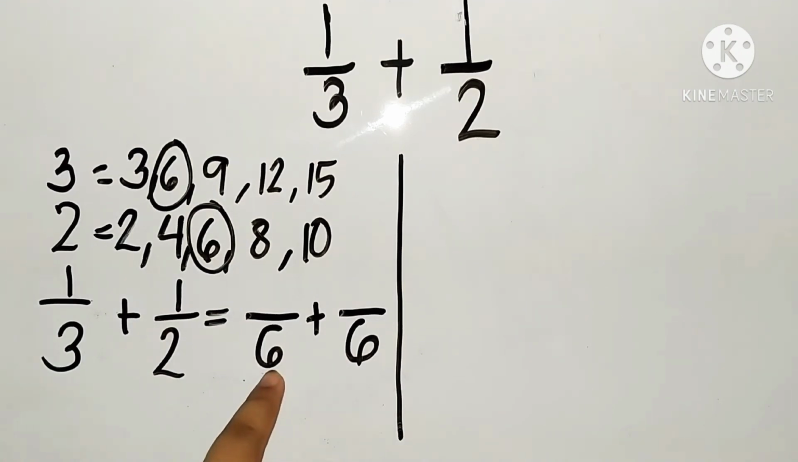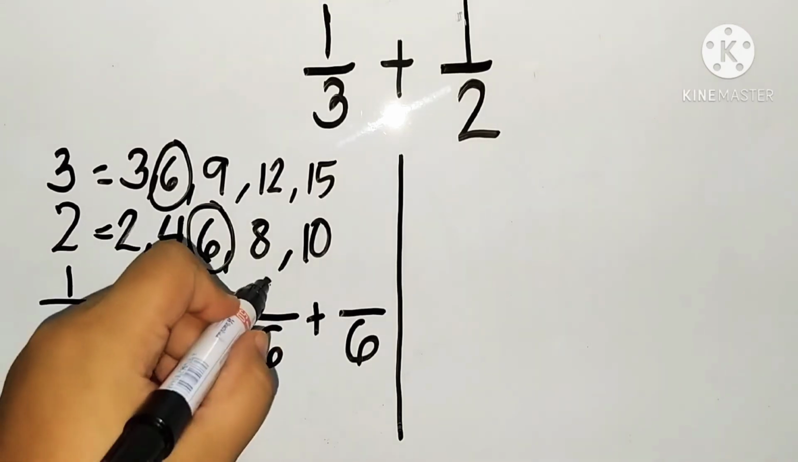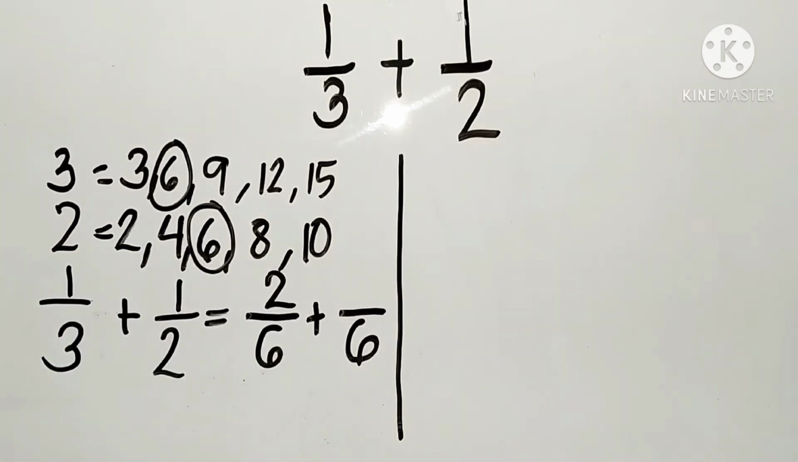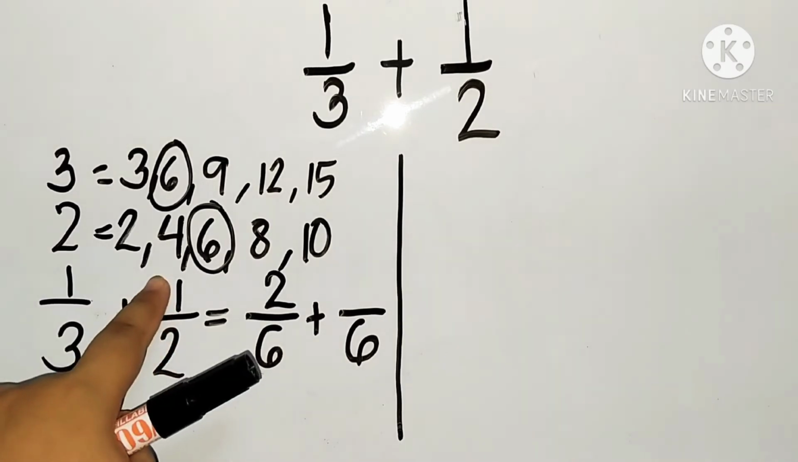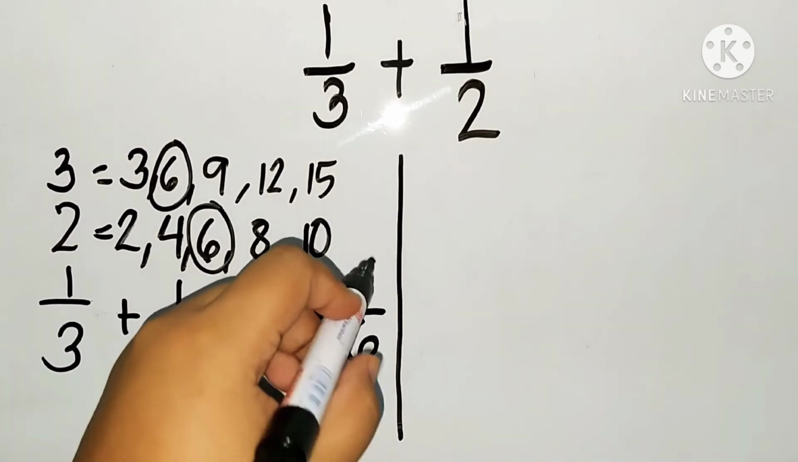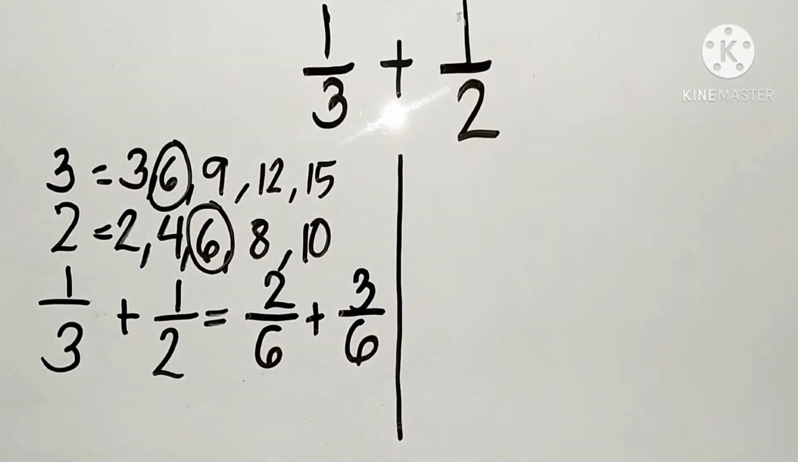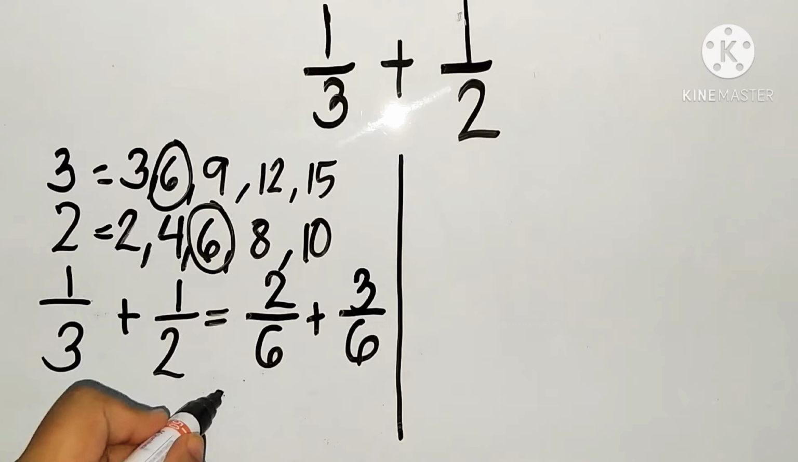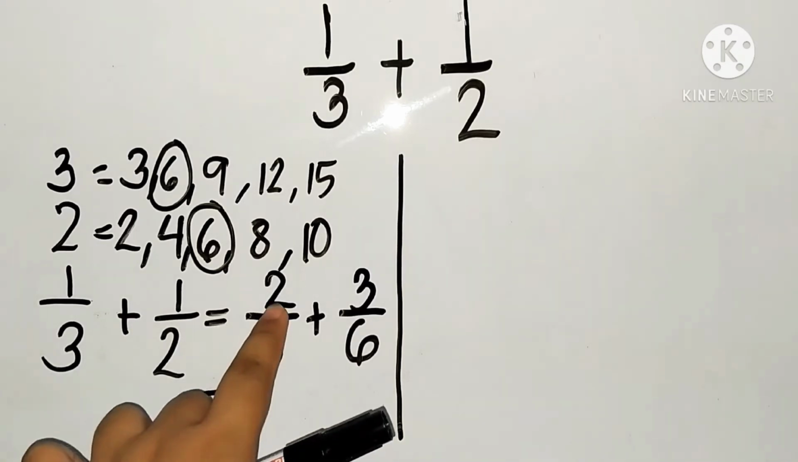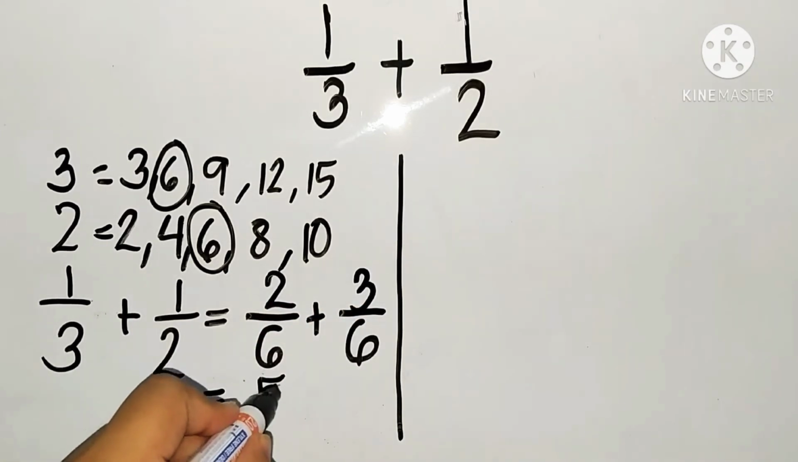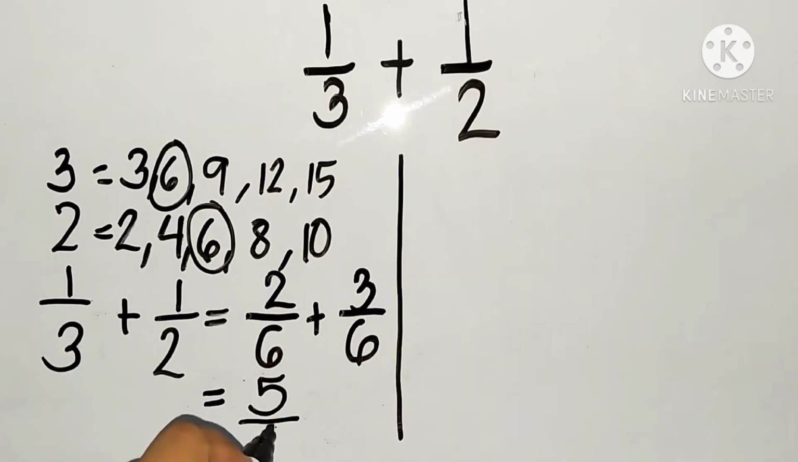So 6 divided by 3 is 2. 2 times 1, that is 2. Next, 6 divided by 2 is 3. 3 times 1 is 3. So, magiging 3. And then, since pareho na sana ng denominator, pwede na kayo mag-add. So, magiging 2 plus 3 is 5 over the denominator, 6.